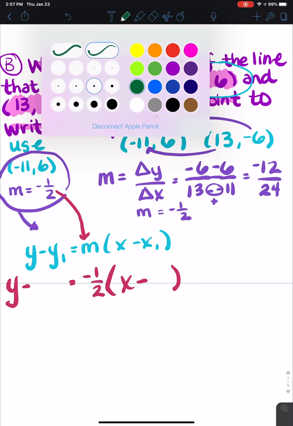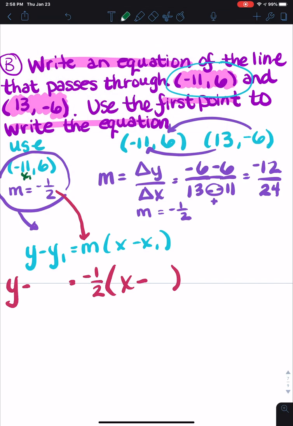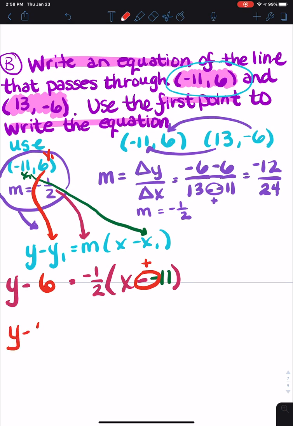Okay, so this is going to be my x sub 1. So that's going to go in here. This is going to be my y sub 1. So that's going to go in here. Now the only place I can see where something can happen and simplifying would be right there, because two negatives would make a positive. So it's going to be y minus 6 equals negative 1/2 times (x plus 11).